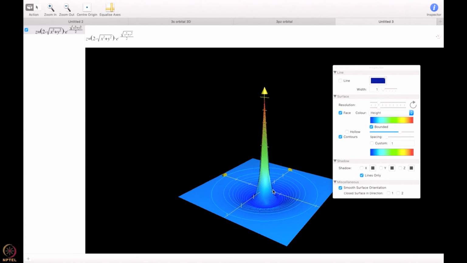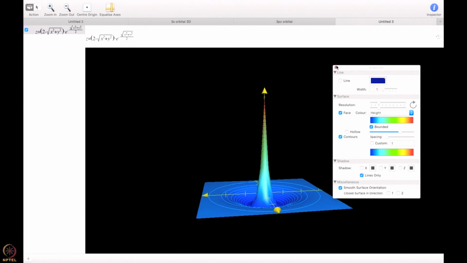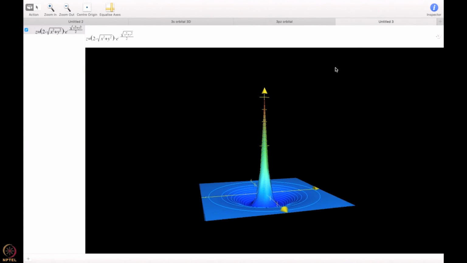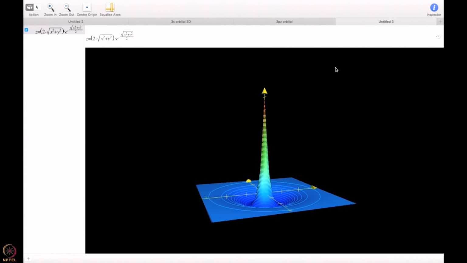I really like it that we can make this rotate and it can sort of entertain us while we learn something beautiful. So, this is your 2s orbital for you.